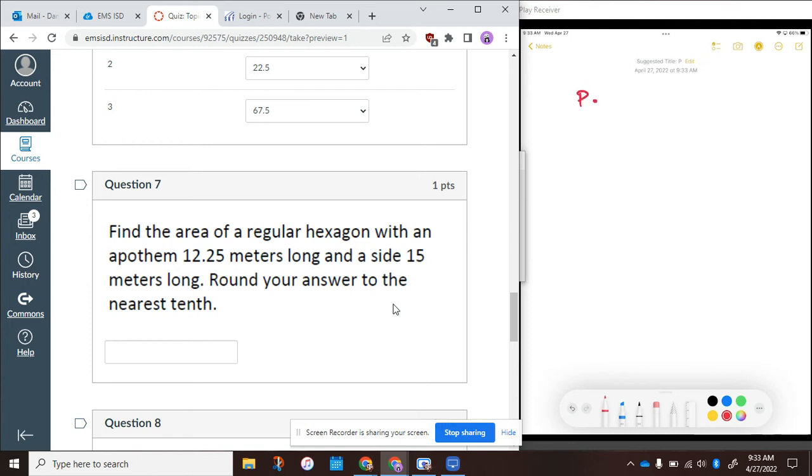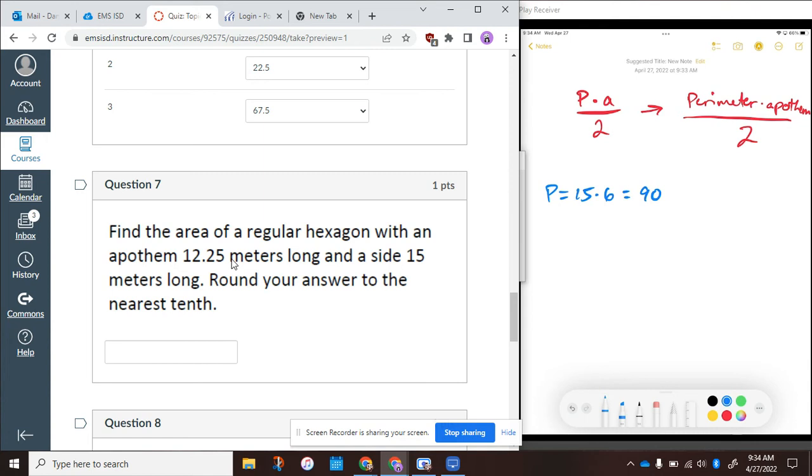If you're dealing with a regular polygon, you need to remember that the formula is going to be perimeter times apothem cut in half. If we're talking about the perimeter of a hexagon, we have to take that side length and multiply it times the number of sides. We've got a side length of 15, and we've got 6 sides since this thing is a hexagon. So our perimeter is just 15 times 6. Doing that quick math gives us a perimeter of 90. And it tells us right here that the apothem is 12.25 meters.